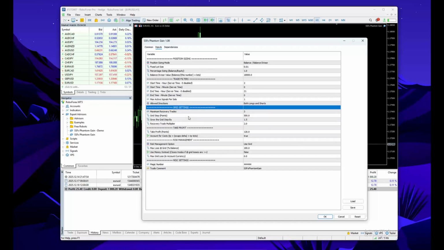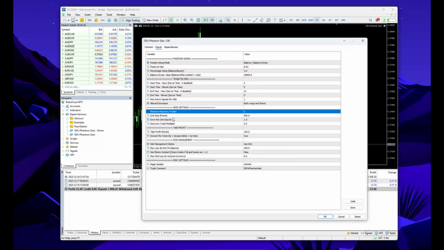The next section that you have is the grid settings section. It's very important for you guys to understand how this section works, since it essentially affects how the bot will manage your trades if and when you get into a drawdown. The maximum recovery trades is a setting related to the maximum number of trades the grid would add to your initial entry to essentially significantly reduce your drawdown period and allow you to recover any amount that you would have lost as your initial trade is in a loss.